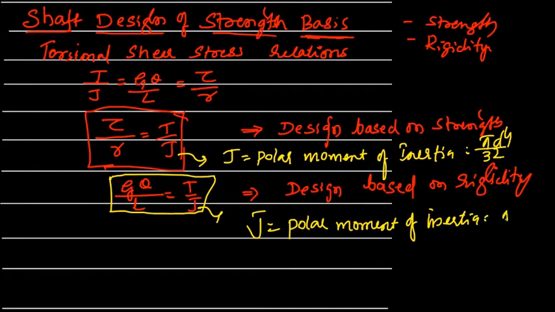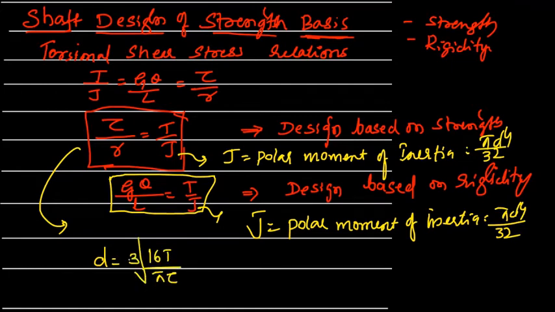J is pi d to the power of 4 divided by 32. Right? Now look out, you are going to get some standard equations here. If you want to find out the diameter of the shaft, if the stress is given, then d equal to 16T divided by pi into tau, whole cube root.